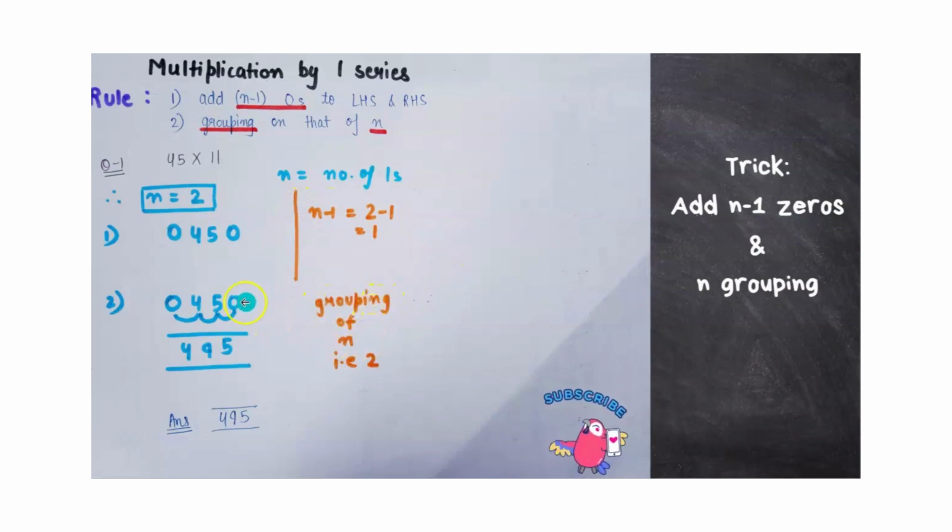Now just add the first two numbers, because grouping is of n numbers, which is 2. Therefore we are grouping the first two digits, 5 and 0. Just add them. 5 plus 0 will be 5. Then the next two digits, 4 and 5. Add 4 and 5, you get 9. So just write 9. Then 4 and 0. Add them. 0 plus 4 will be 4. So this will be our answer. Let's practice another question.